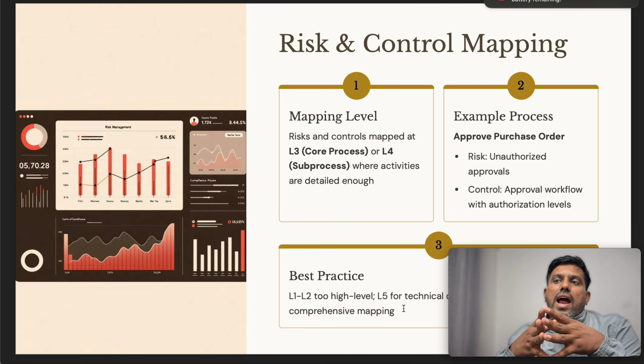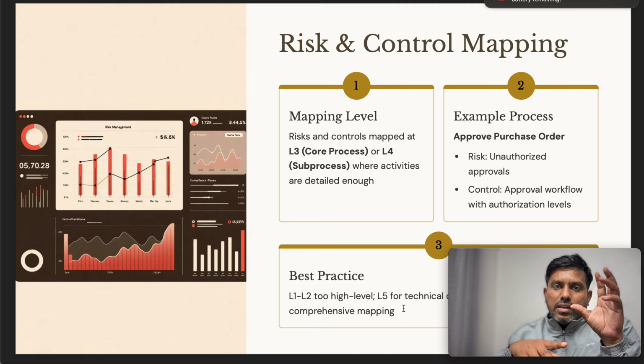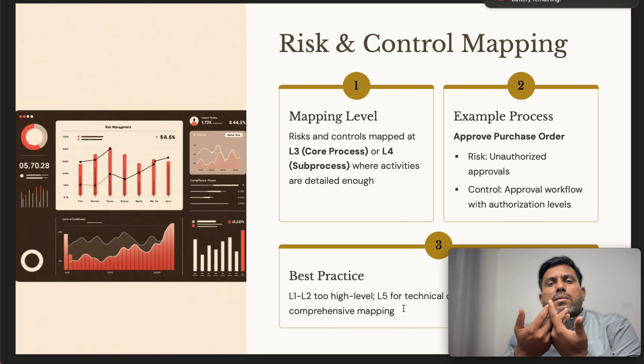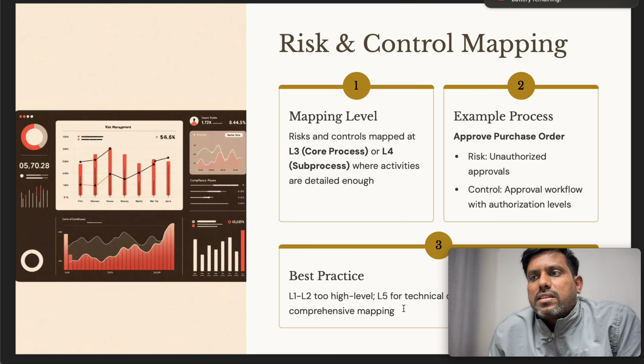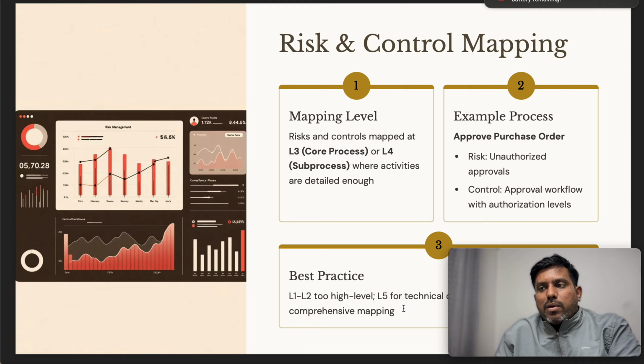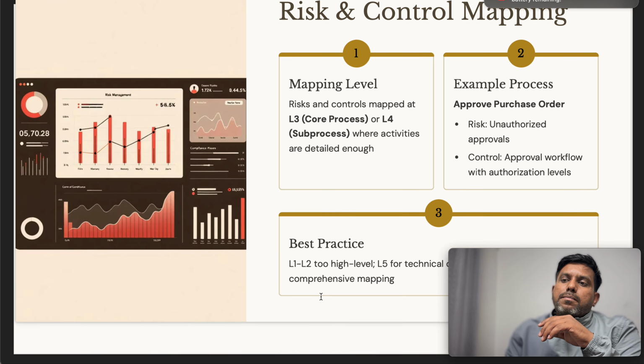So there we are adding the risk and controls, like what kind of risk we have, any behavioral risk or any financial risk or any software or IT risk, or any kind of reputation risk, it might be anything. That kind of risk and controls has to be added in the L3 and L4 level. And an example process we can say is approve the purchase order. What will be the risk here? There might be chances of unauthorized approvals. And the control will be approval with authorization level, so that we can put. So this is an example.